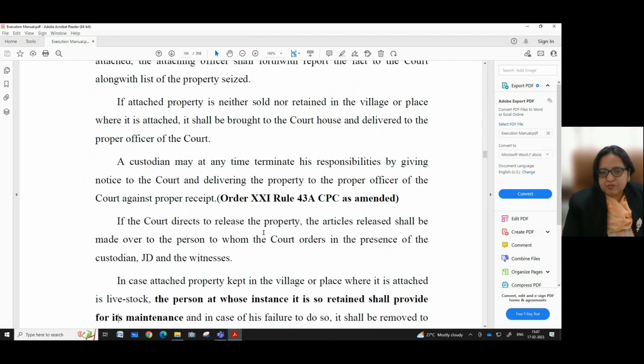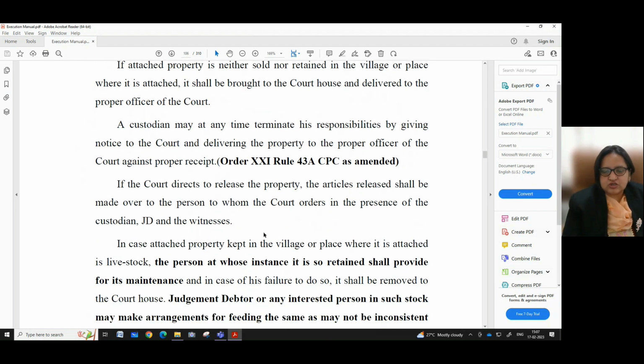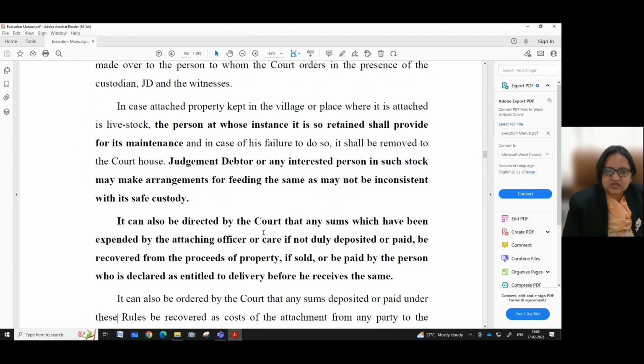In case attached property kept in the village or place where it is attached is livestock, the person at whose instance it is to be retained shall provide for its maintenance, and in case of his failure to do so, it shall be removed to the courthouse. Judgment debtor or any interested person in such stock may make arrangements for feeding the same as may not be consistent with its safe custody.